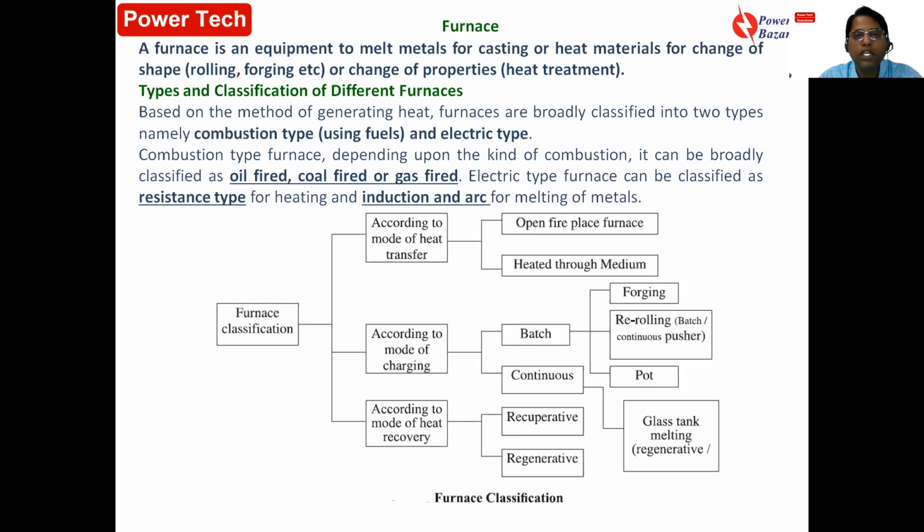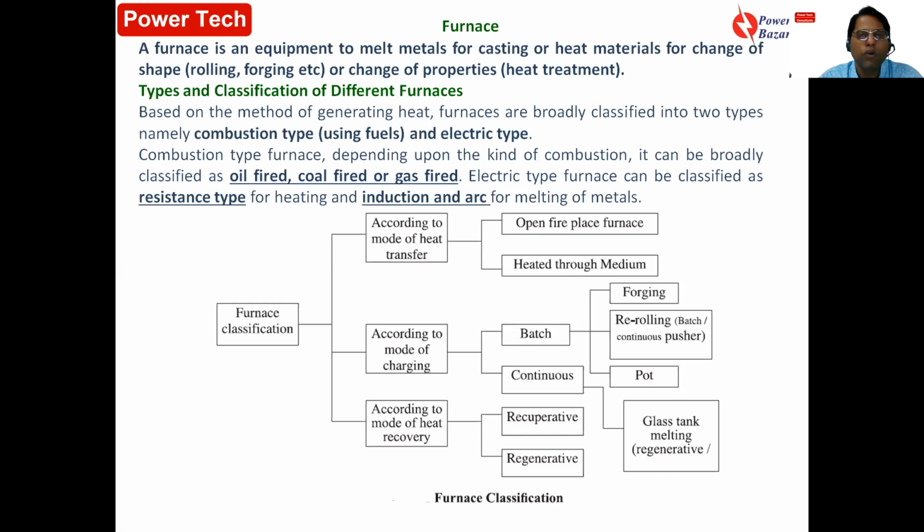Before that, we need to understand what exactly a furnace is. Basically, the furnace is an equipment to melt metals for casting or heat materials for change of shape, rolling, forging, or change of properties. That means if we need to make good steel, we need to reheat it and cool it down naturally. That is basically heat treatment, which is given to any metal to increase its properties.